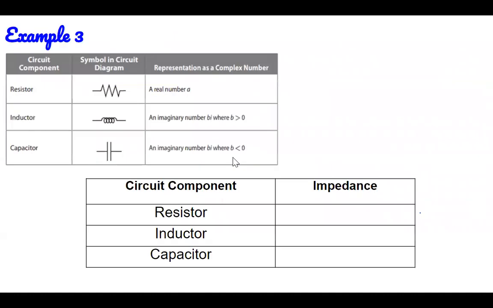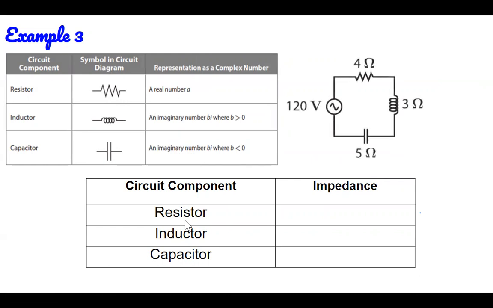All right, so let's go into example number 3. We have our beautiful diagram. We know what each part represents. We have a real number, imaginary number, another part, component, imaginary number, but negative value. Now, here's our example, our diagram now with values. We have our voltage given here, 120. We have some parts or some of the components of our circuit. We're going to go ahead and find its impedance.